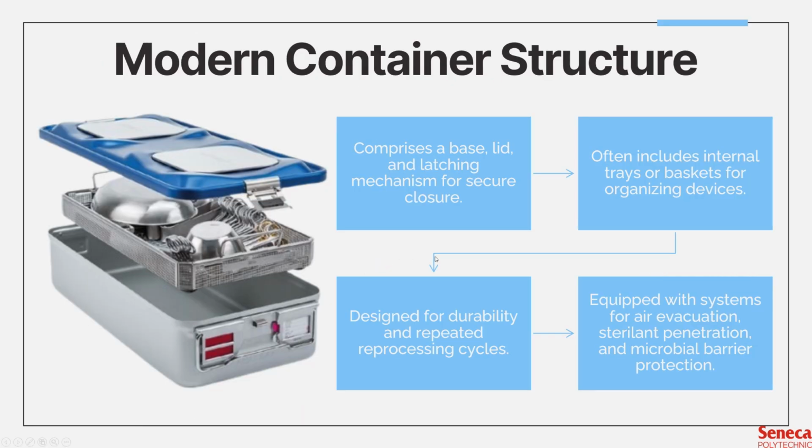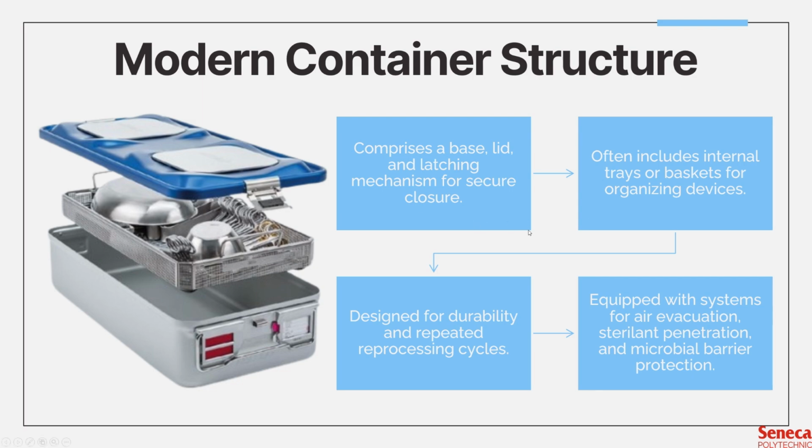And now, modern container structure. Today's containers are usually made of anodized aluminum or stainless steel. Stainless steel is still quite rare compared to aluminum, because aluminum is lighter weight. But still, both aluminum and stainless steel are compatible with sterilant exposure and long-term reuse. For steam, hydrogen peroxide, and ETO specifically, stainless steel and aluminum are good to be exposed to them long term.